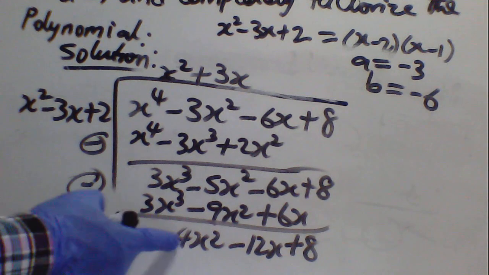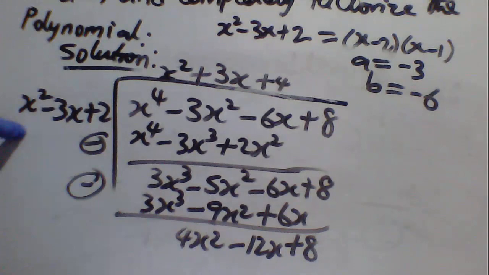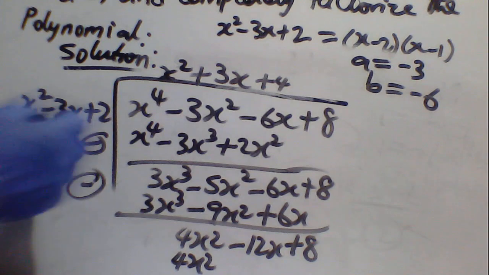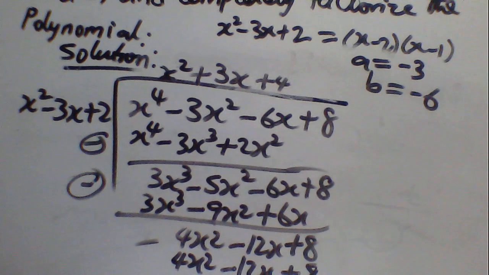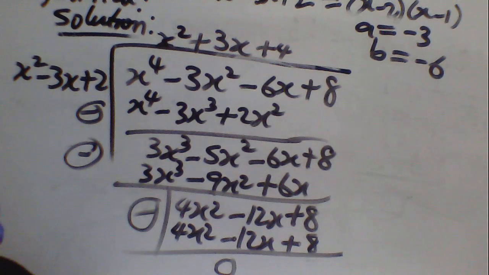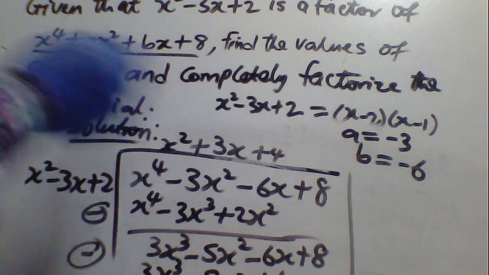So the next is to divide. 4x squared divided by x squared will give us plus 4. Plus 4 times x squared will give us 4x squared. Plus 4 times minus 3x will give us minus 12x. And lastly, plus 8. So when you subtract, the whole thing comes to 0. So now you have gotten another factor. So you have completely factorized this expression.